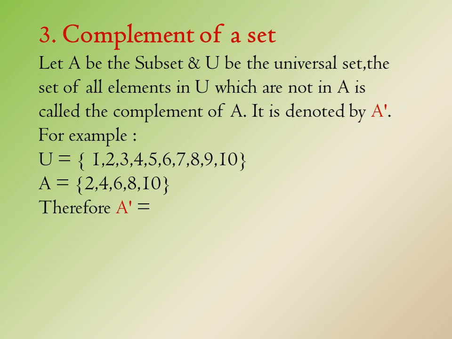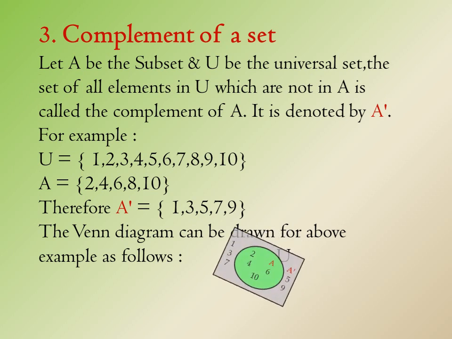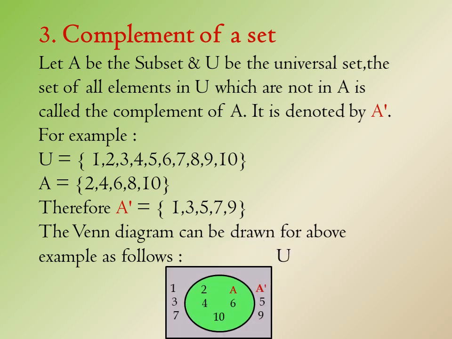For example, set U = {1 to 10} and set A = {2, 4, 6, 8, 10}. Then the complement of A will be {1, 3, 5, 7, 9}. How will it be? You know that A is 2, 4, 6, 8, 10. By leaving 2, 4, 6, 8 and 10, what is remaining in the universal set is called the complement of the set. It has been shown in a Venn diagram like this. Set A has been shown here and the A complement I showed in the rectangle. Both belong to the universal set.